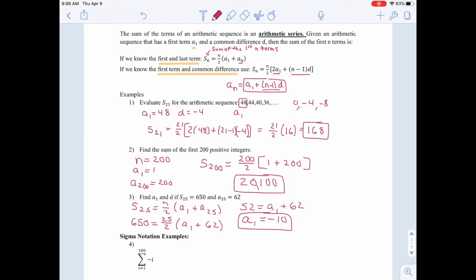Okay. Now that we have our first term, we can use this to find our common difference. You have a couple ways you could do this. You could plug it back into the formula, or think about the terms we have and use our slope formula that we were using earlier, where the common difference is 62 minus a negative 10, over 25th term minus 1. So 72 over 24, or that just comes out to be 3.